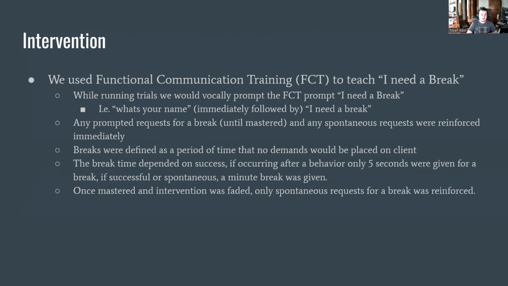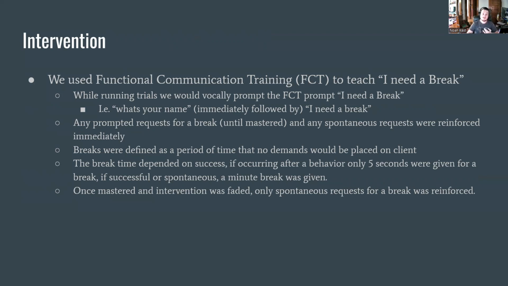So with the intervention, we used functional communication training, so an FCT, to teach "I need a break." While running trials, we would vocally prompt the vocals that she needed to say. So "I need a break." So how we would do it is, let's say, "Hey, what's your name?" "I need a break." So we immediately follow the prompt so that she's able to say it and would be able to then pair that request with being done with a task.